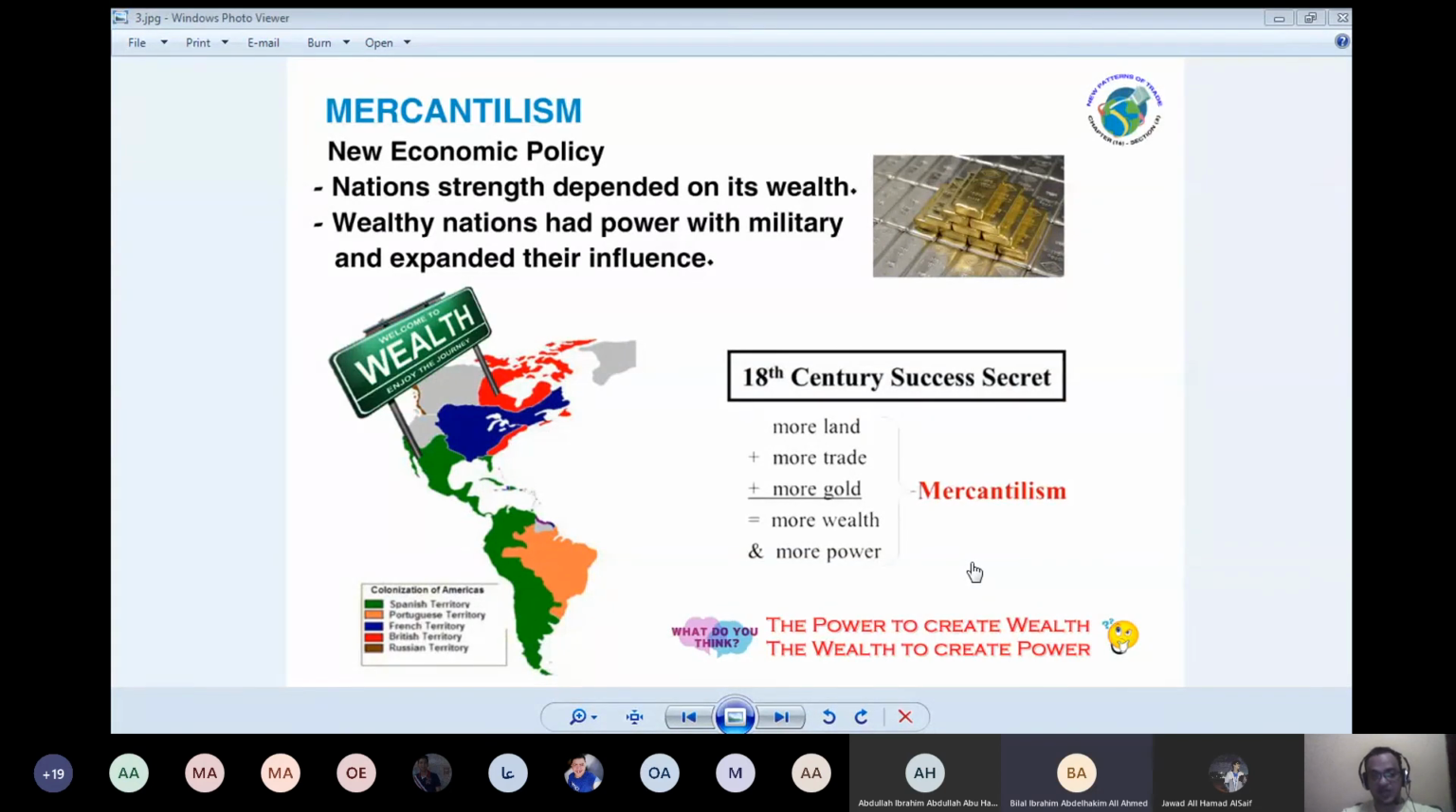Okay. So, Bilal, here is your question. According to mercantilism, how can I say that one of the European nations is the wealthiest one, the strongest one? The one that has more gold, or trades more, or has more land. Any one of the three. Thank you very much, Bilal.